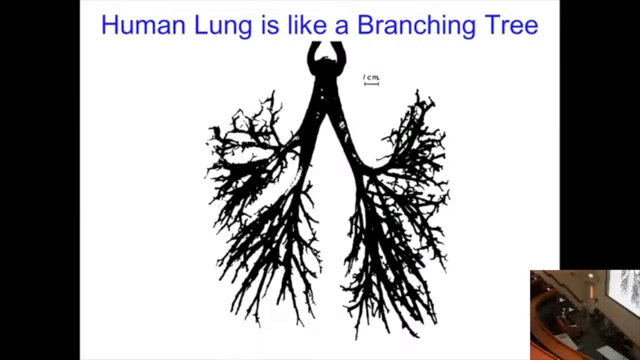Okay, so that's kind of an overview. Now let's look a little bit at respiratory anatomy and how this influences the physiology, and you just heard something about that. Anyway, so this is a cast of a human lung. It looks like a branching tree.